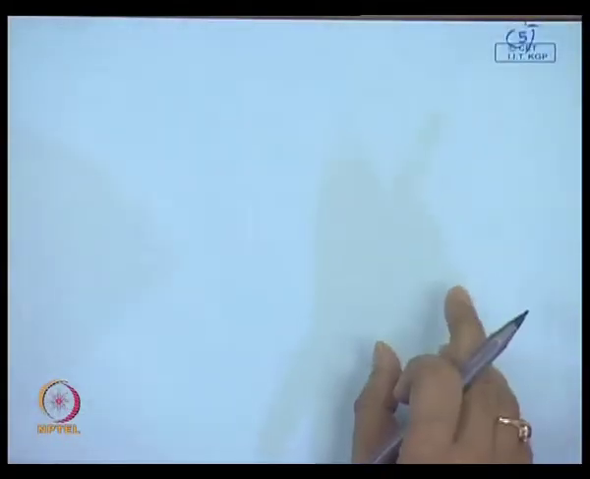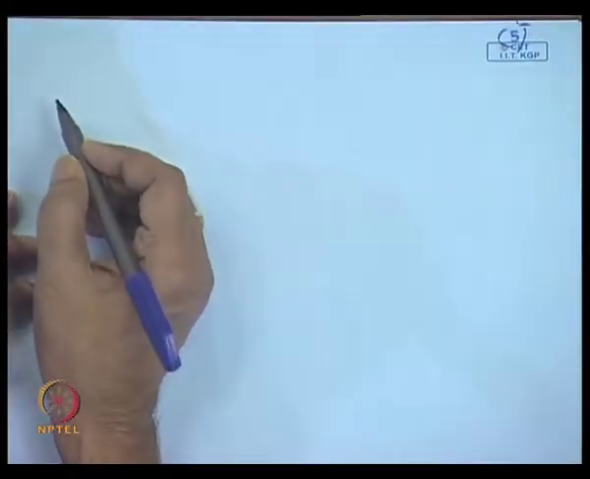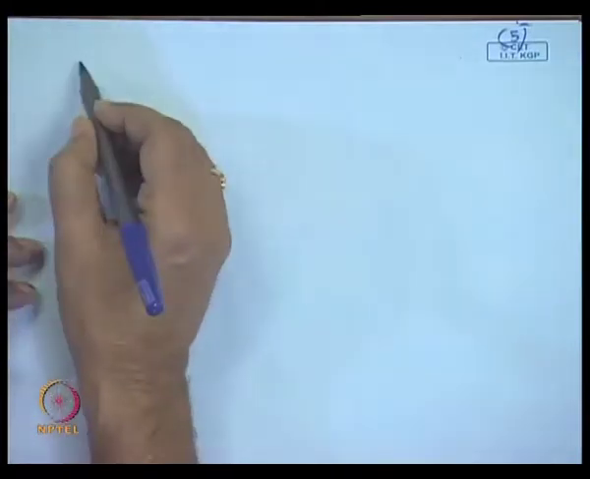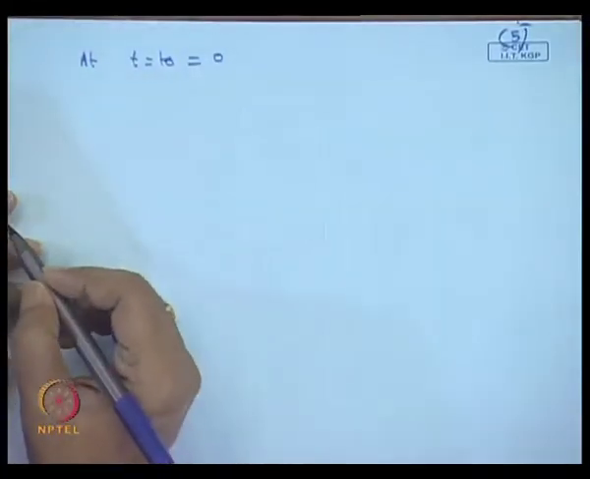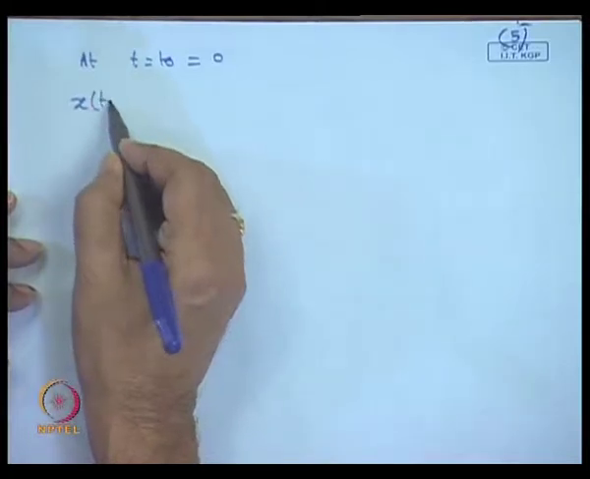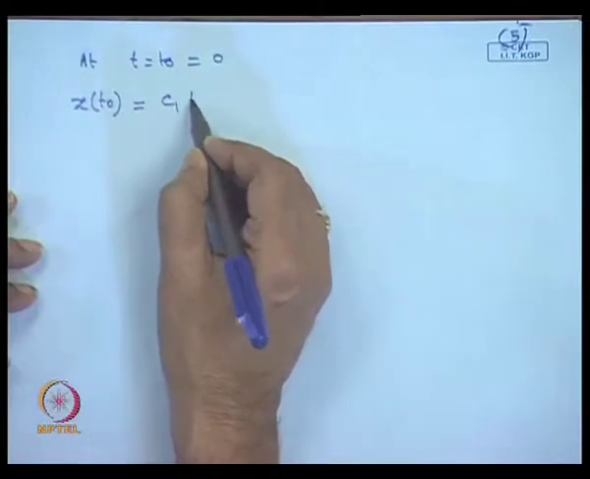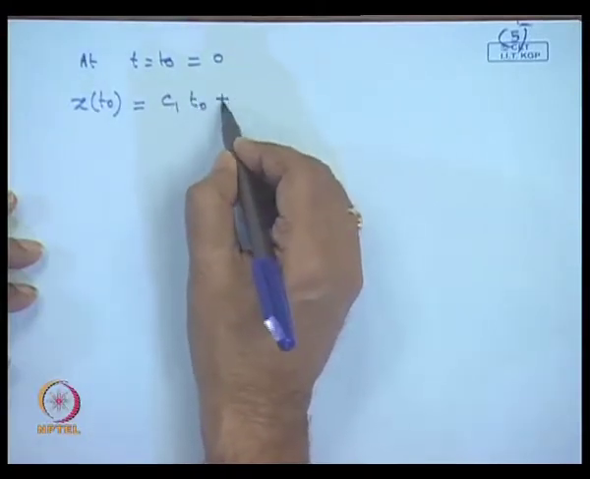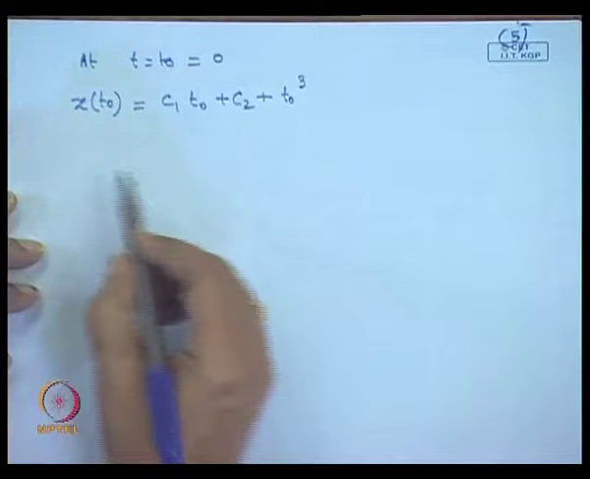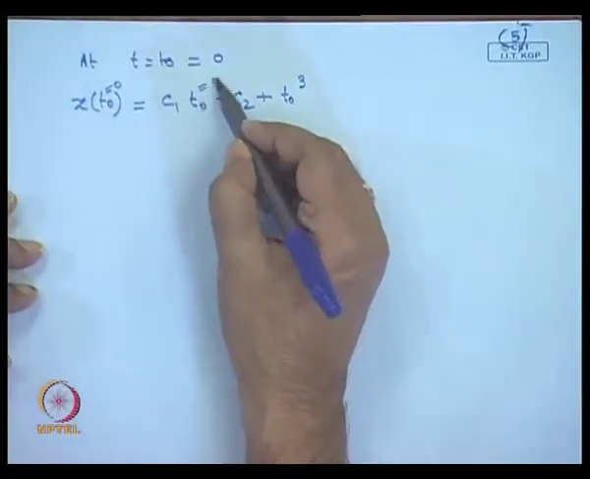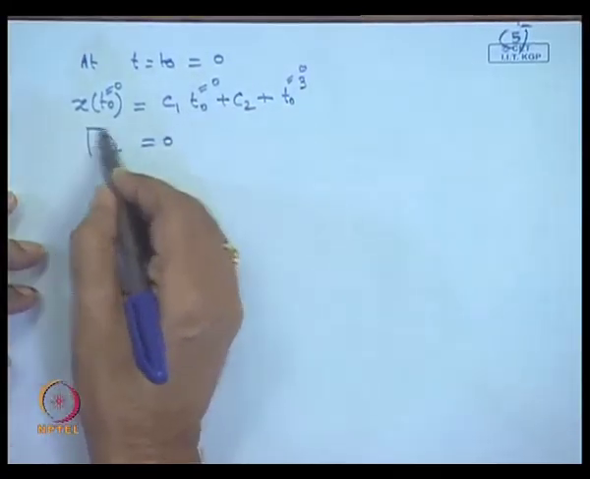So, let us see how one can find out C 1 and C 2 of equation 2. At time t is equal to t 0, that is 0, let us see what our trajectory value is. This is equal to C 1 into t 0 plus C 2 into t 0 cube, at t is equal to t 0. Then t 0 is 0, this is 0, this is also 0. So, the constant C 2 value is 0.